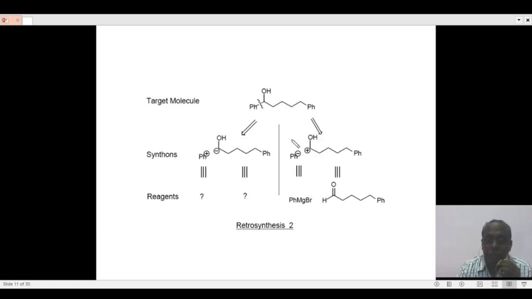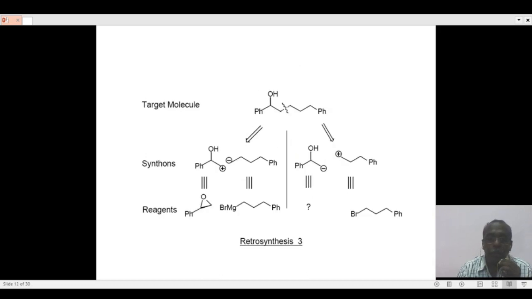It is the second synthetic route. Then the third synthetic route is, we are going to disconnect the second carbon. The second and third carbon bond is broken, not the functional group carbon. Here also epoxide is obtained as a synthetic equivalent. Another one is a Grignard reagent. These two undergo reaction to form this target molecule.